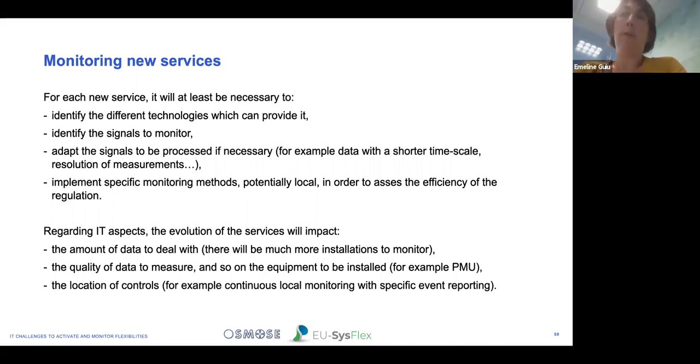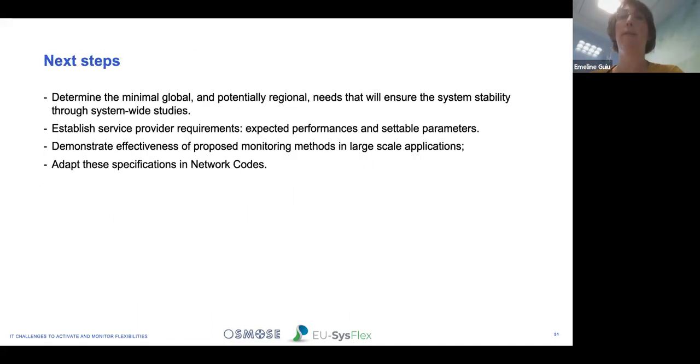There will be also an impact to the control locations. For example, continuous local monitoring will be done with only specific event reporting in order to limit data flow. Next slide, please.